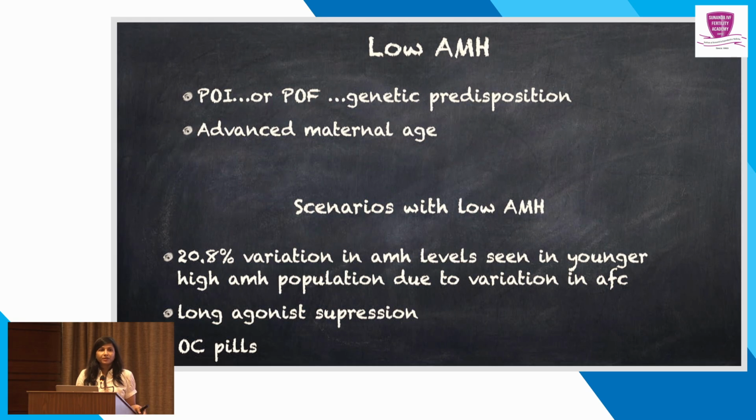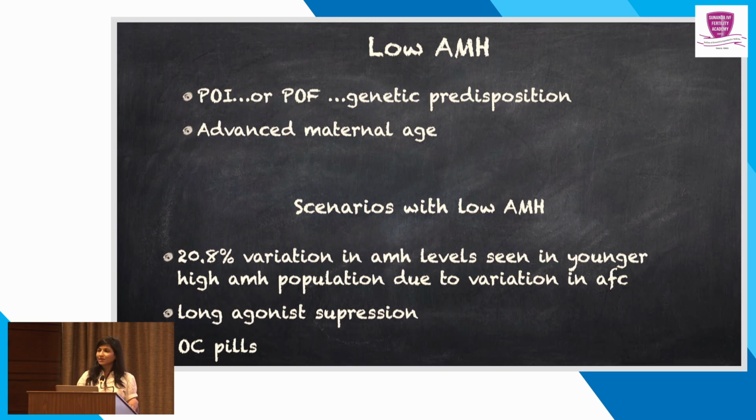Now low AMH could be premature ovarian insufficiency or premature ovarian failure. As I discussed, it could be a genetic predisposition, or it is only because of advanced maternal age. But we can have a scenario where there is AMH variation. AMH does vary throughout the cycle, but that is not clinically significant. That's why we can do AMH on any day of the menstrual cycle. A 20.8% variation in AMH is seen in the younger high AMH population due to variation of AFC, because the same follicle cohort is not going to be there in every cycle.